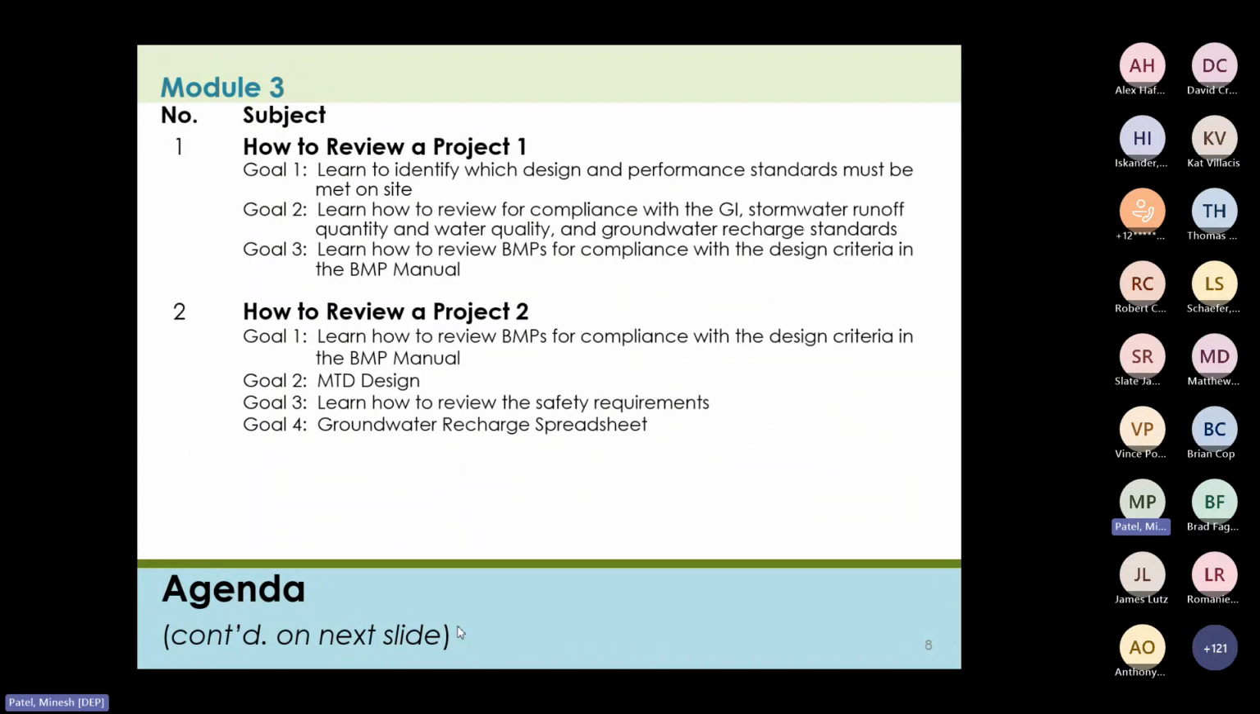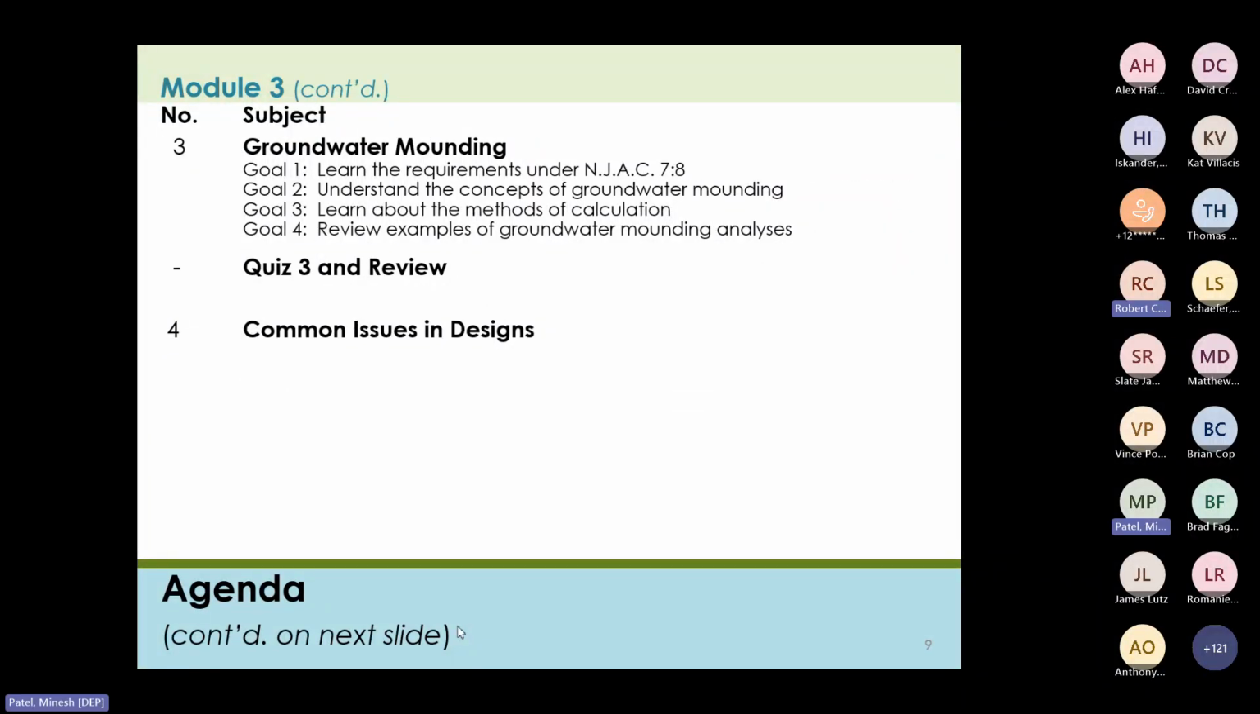Module 3 for Tuesday, October 22nd, we will start with Anthony and I presenting how to review a project, part 1. And then Cheng-Yi Wu will be presenting part 2 of how to review a project. And then Peter will be presenting the groundwater mounding analysis as per Chapter 13, along with some examples. Then we'll have quiz 3, and if time permits, we will briefly cover some of the common issues we have seen in designs. If we do run out of time, we will provide those slides for reference.